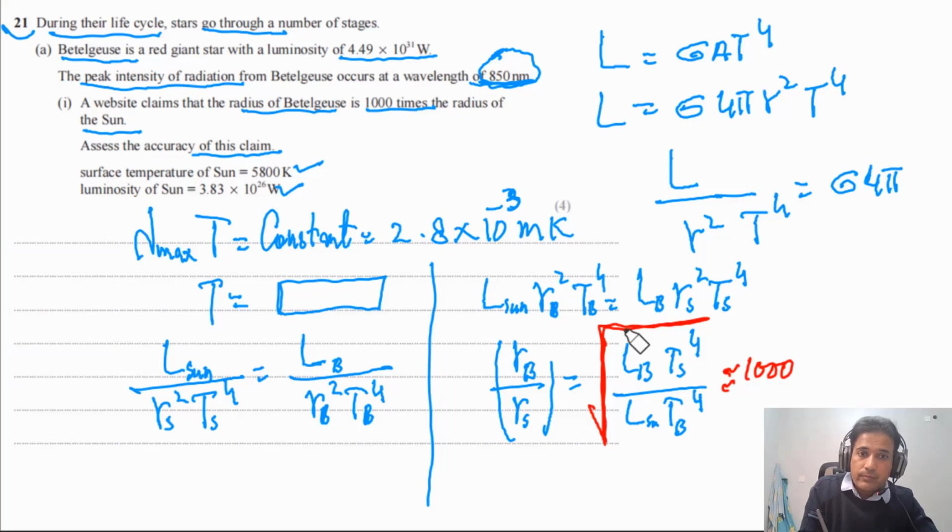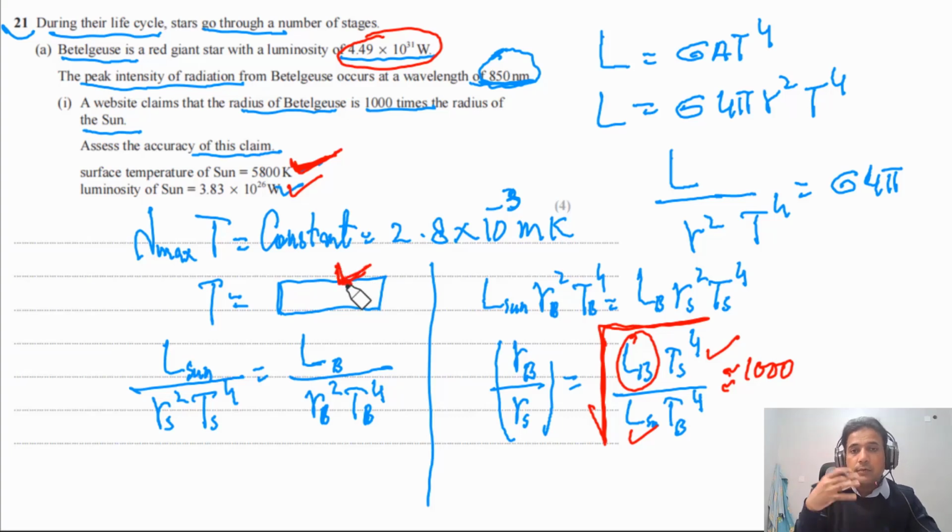So we have the luminosity of Betelgeuse, the surface temperature of the Sun that we have found, the luminosity of the Sun, and the temperature of Betelgeuse that we have found from here. Now simply plug in and find the answer. So this is how you need to approach the problem. I hope this makes sense to you.